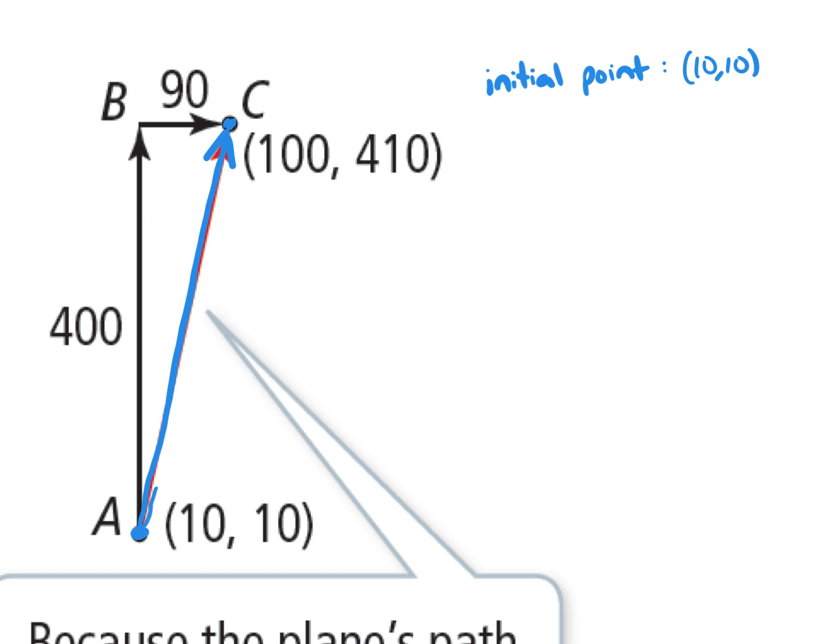How do I know that's the initial? It's where it starts, right? Well, let's start with this, terminal. What's our terminal point? C. How do I know? Because it's where the arrow's pointing. So our arrow is going from here to here. So it starts here, and it ends here.